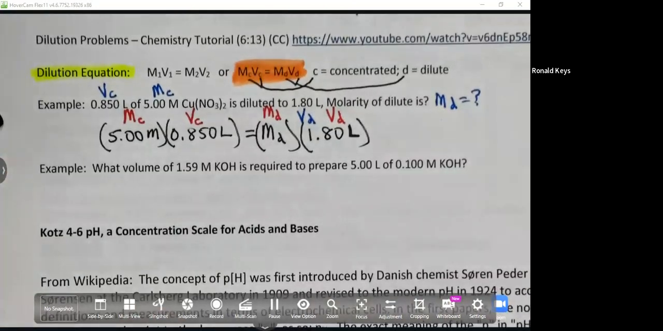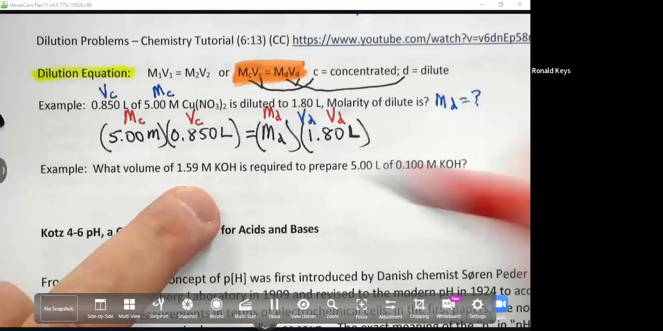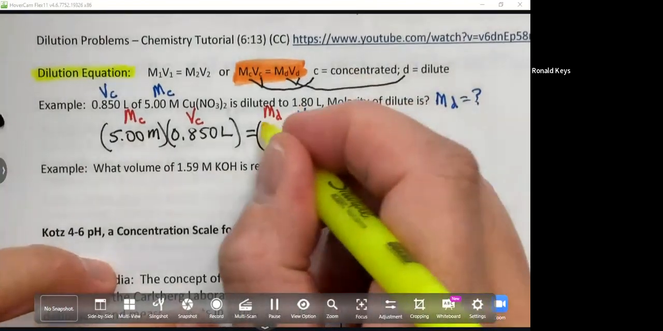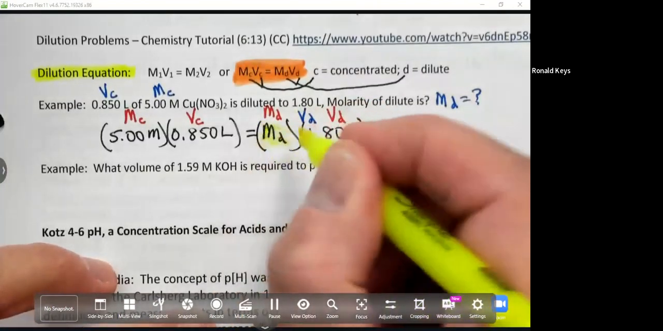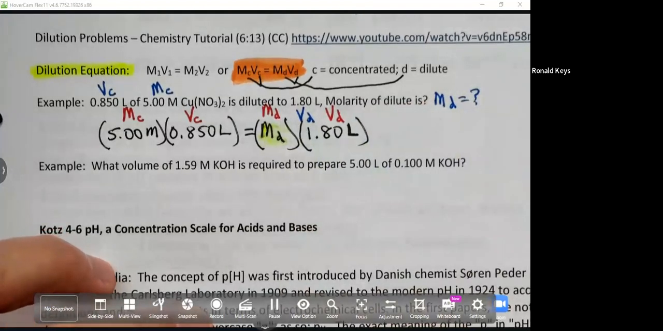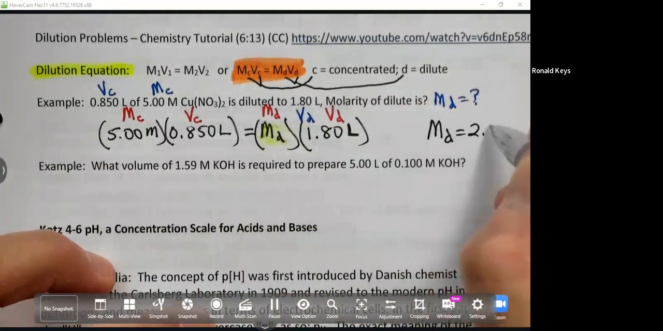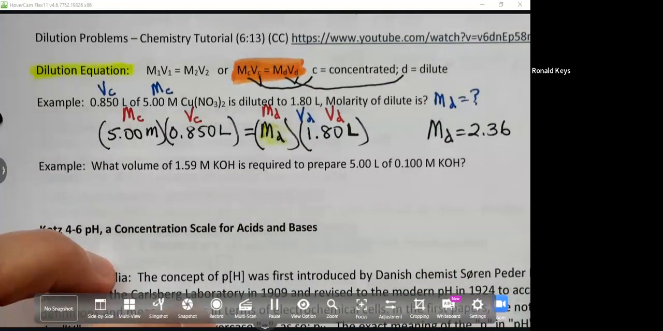So multiply the two on the left, divide by 1.8 liters, right? Your liters are going to cancel out. You know the units are going to cancel out. We're just solving this for the molarity of the dilute. And my molarity of the dilute is 2.36.